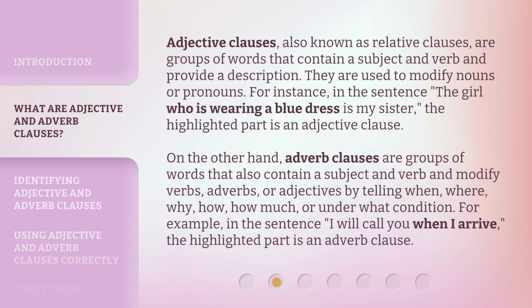an adjective clause. On the other hand, adverb clauses are groups of words that also contain a subject and verb and modify verbs, adverbs, or adjectives by telling when, where, why, how much, or under what condition. For example, in the sentence, "I will call you when I arrive," the highlighted part is an adverb clause.